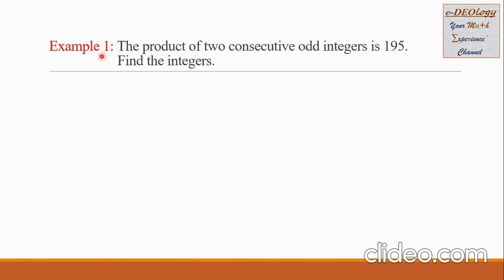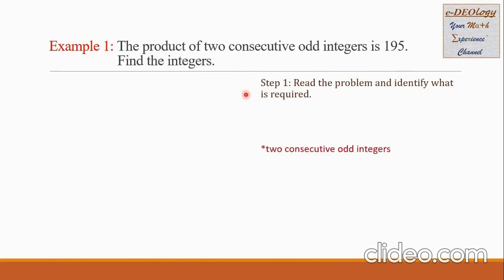Let us have example 1. The product of two consecutive odd integers is 195. Find the integers. In step 1, let us read the problem and identify what is required. In here, the required is two consecutive odd integers. As an example of consecutive odd integers, here we have 5 and 7. Both are odd integers and they are consecutive.